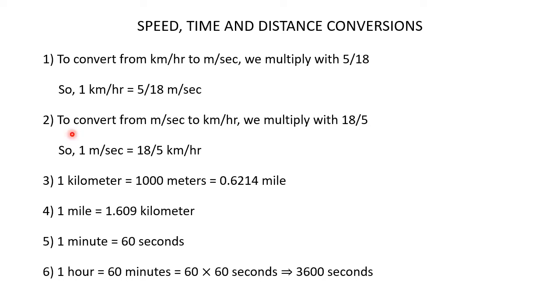To convert from meters per second to kilometers per hour, we multiply with 18 by 5. So 1 meter per second is equal to 18 by 5 kilometers per hour. Supposing you have to convert 100 meters per second to kilometers per hour, then multiply 100 with 18 by 5.